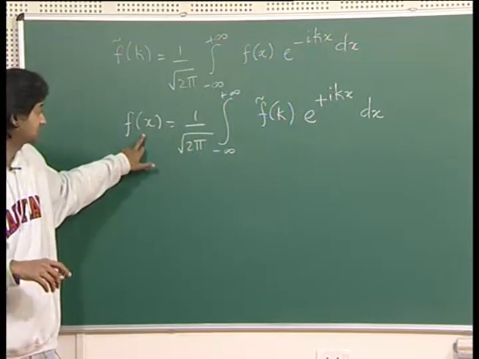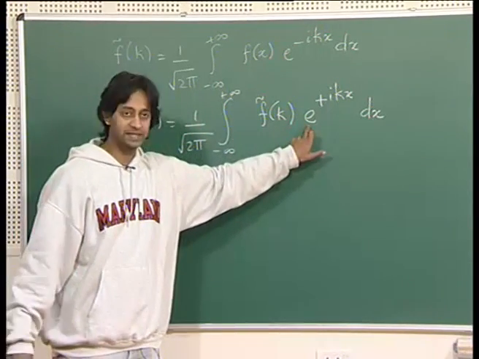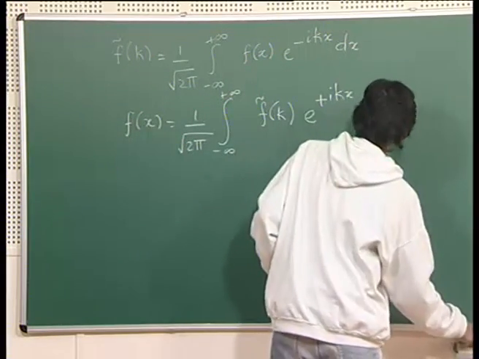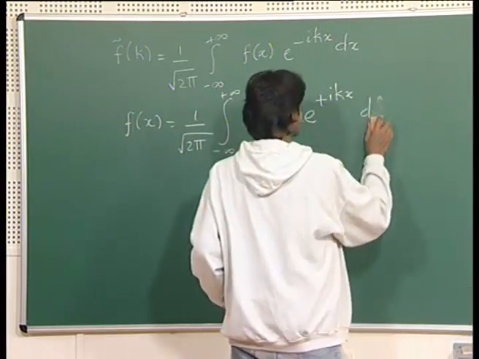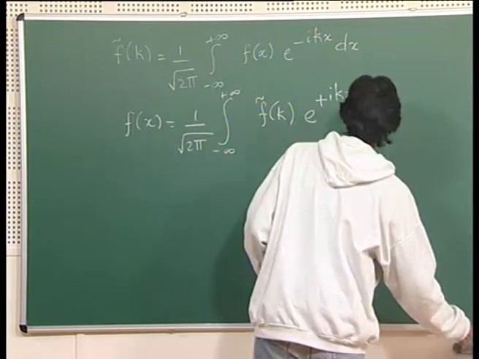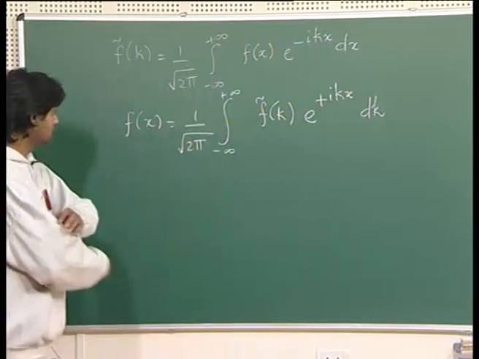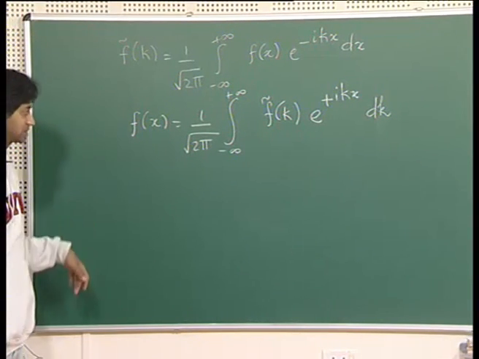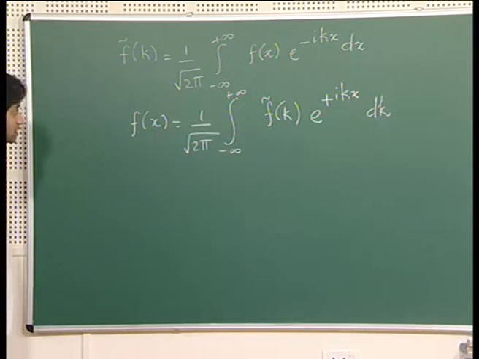So, you are expanding the function in terms of e to the i k x, where, sorry, this should be dk, where k is a continuous variable that goes from minus infinity to plus infinity. Now, this sort of expansion right now just looks like a mathematical trick, but we will see a real application of this shortly.